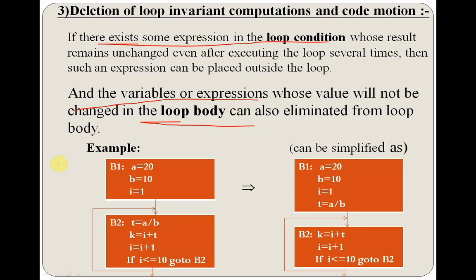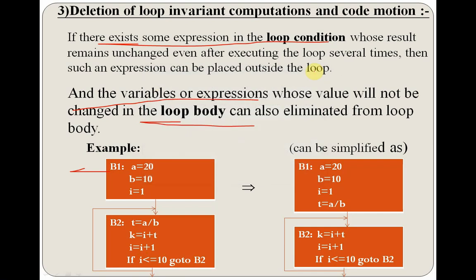For example, see here, a flow graph is shown. So this flow graph contains two blocks, B1 and B2, and here B1 contains A equal to 20, B equal to 10, I equal to 1, and B2 is a block that is going to be repeated several times because it is a loop. So T equal to A by B, K equal to I plus T, I equal to I plus 1, if I is less than or equal to 10, go to B2.